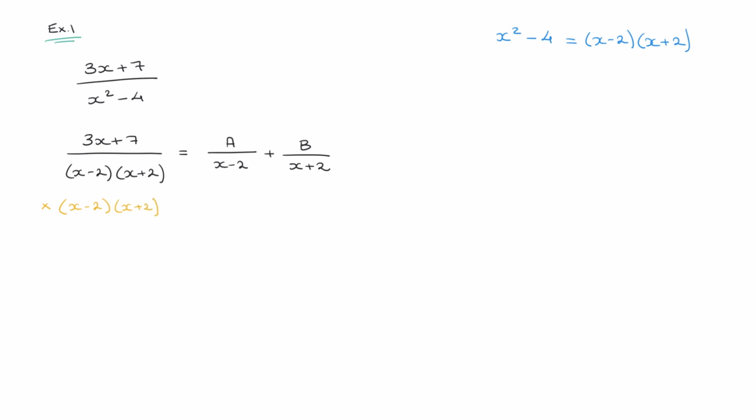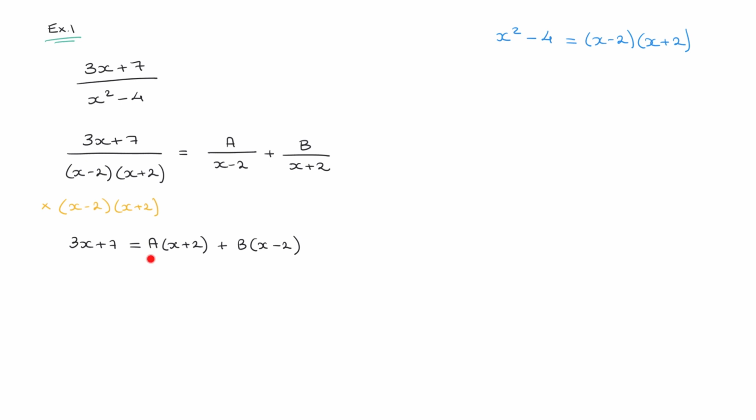Now in doing so, hopefully it's clear that the left-hand side becomes 3x plus 7. And on the right-hand side, well, let's see, when we multiply this first fraction, a over x minus 2, by x minus 2 times x plus 2, the x minus 2's will cancel each other out, and we'll be left with a times x plus 2. As for the second term we have on the right-hand side, something similar will happen. We'll have b over x plus 2 times x minus 2 times x plus 2, and this time the x plus 2's will cancel each other out, and we're left with b times x minus 2.